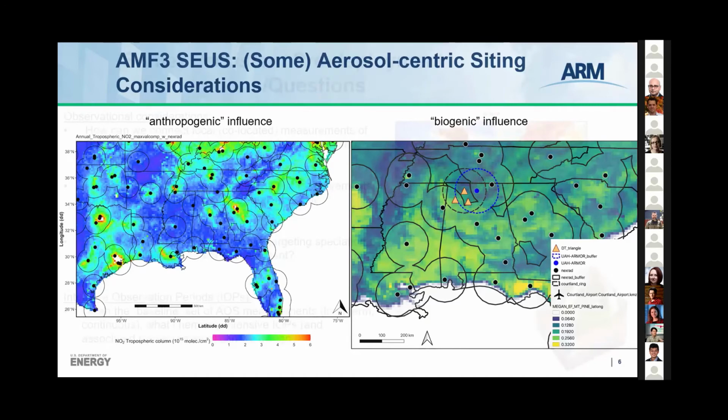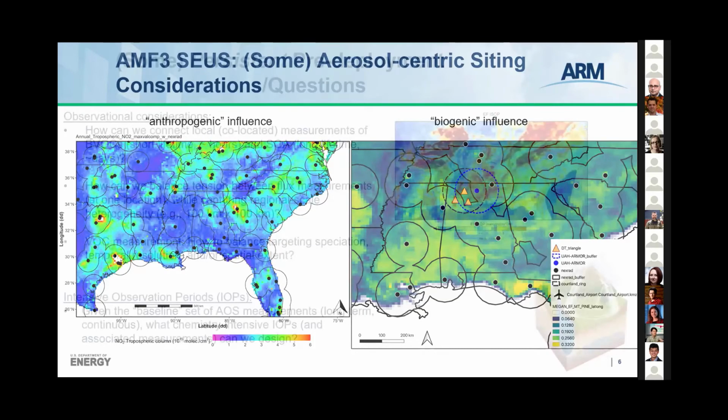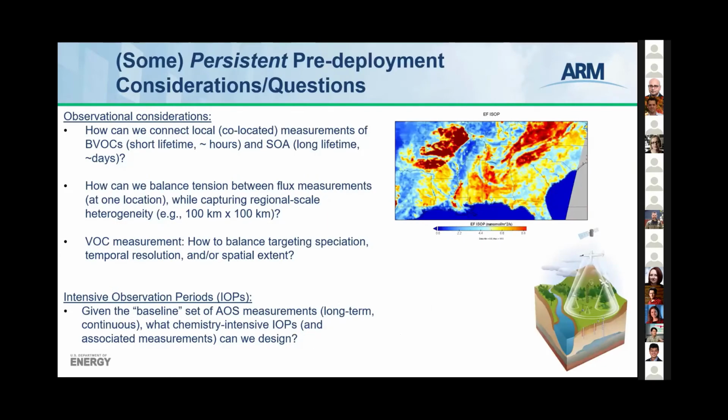And so some of the persistent pre-deployment questions that our team is considering that are strongly informing our siting, and that I wish to pose to the community, are some observational considerations. How can we connect local, co-located measurements of BVOCs, which have short lifetimes, with measurements of SOA, which have comparatively longer lifetimes, right? So there is a temporal scale mismatch.